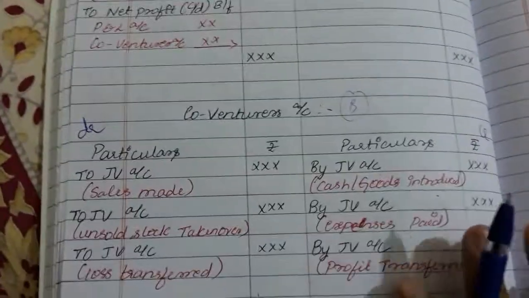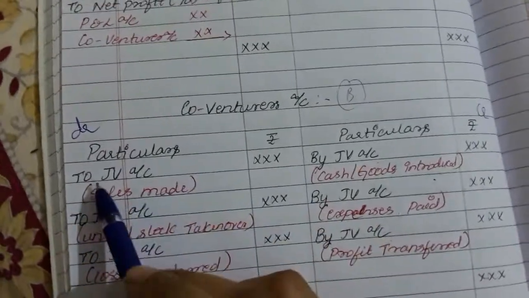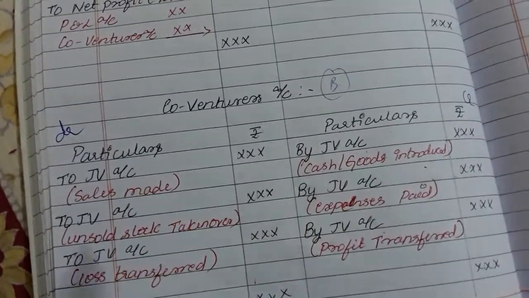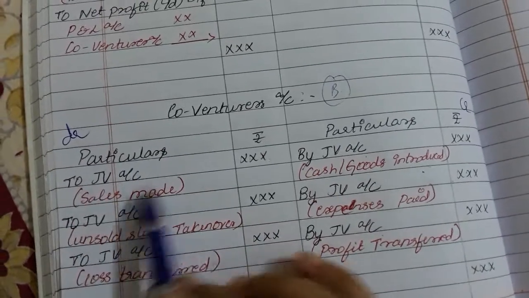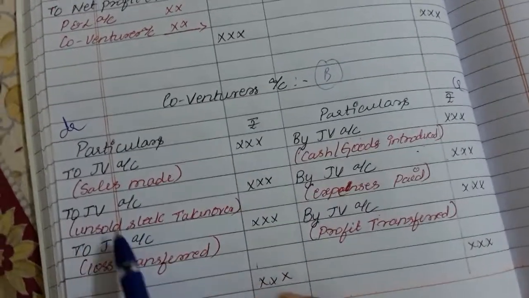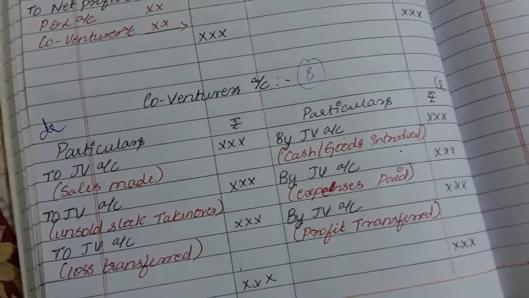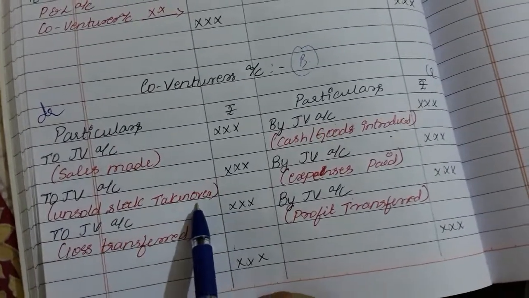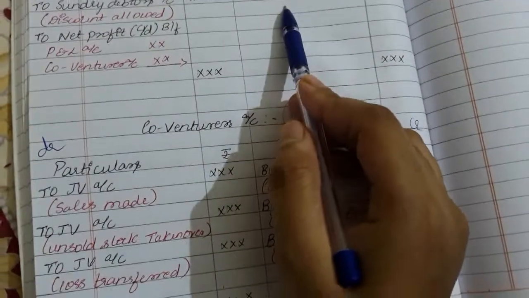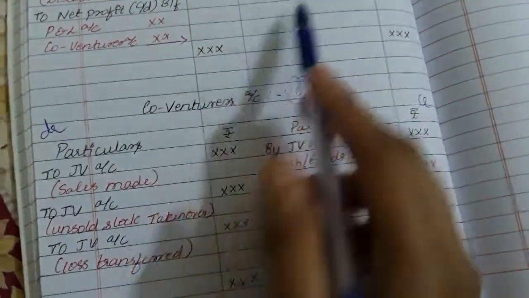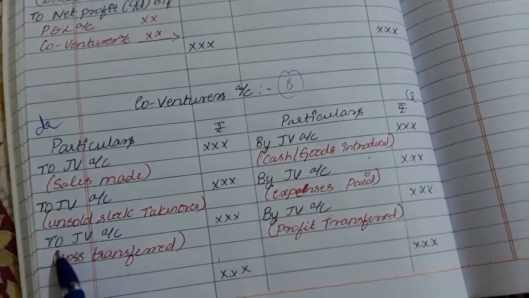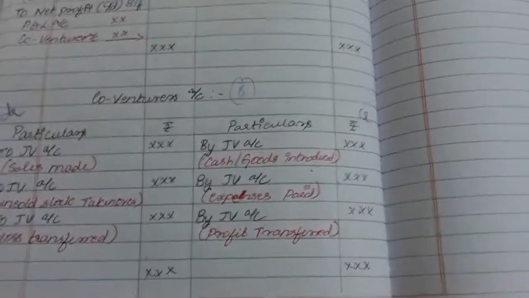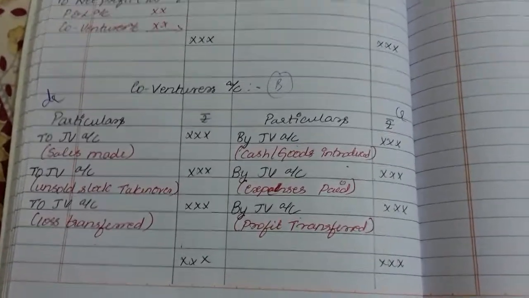So next, coming on to the debit side. To joint venture account: if this person has taken the responsibility of making the sales, then to joint venture account sales made. If this person has taken any unsold stock, we need to record, right, to joint venture account unsold stock taken over. If the joint venture account on the credit side shows a loss, then to joint venture account loss transferred, right. This is all about the co-venturers account.